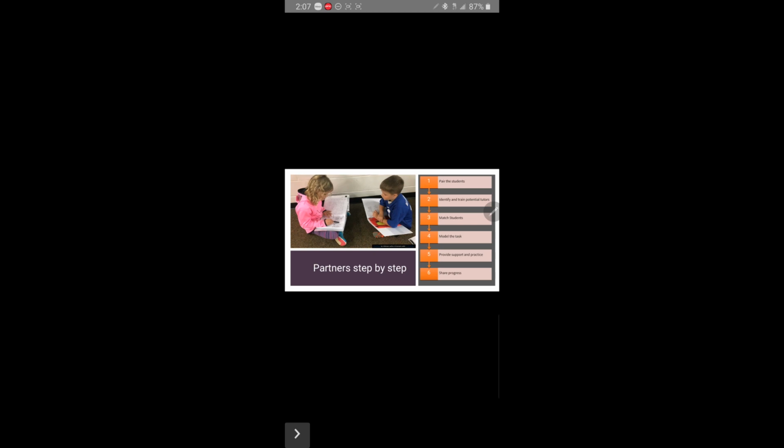So, partners step by step. The first step here is to pair the students. You want to have a purpose when pairing students. It's very important to know why you want to pair students, so that they can work on a specific skill. And then the second step is to identify and train potential tutors.